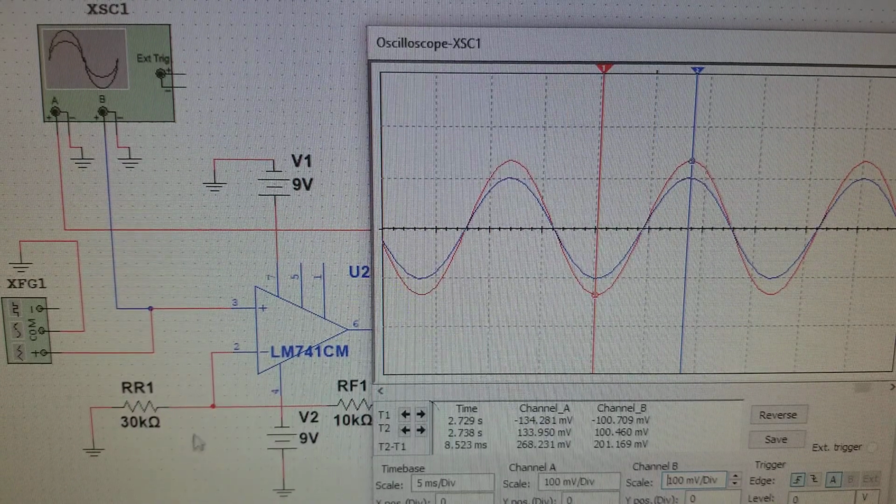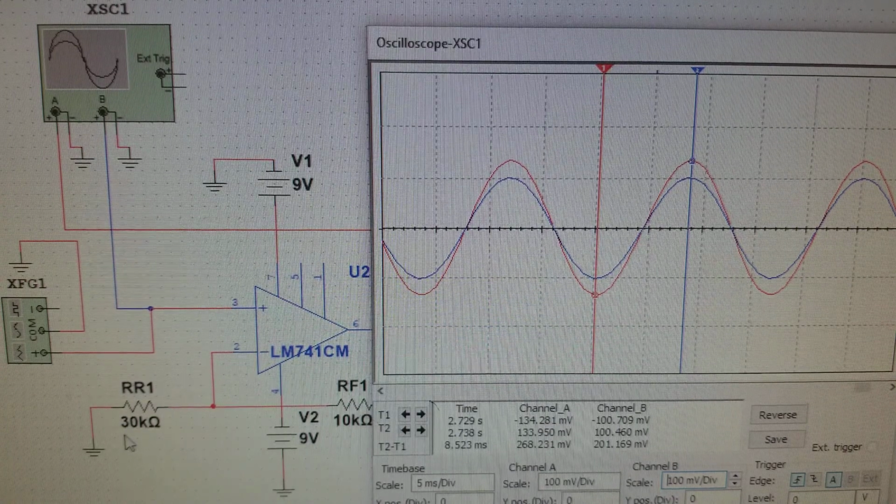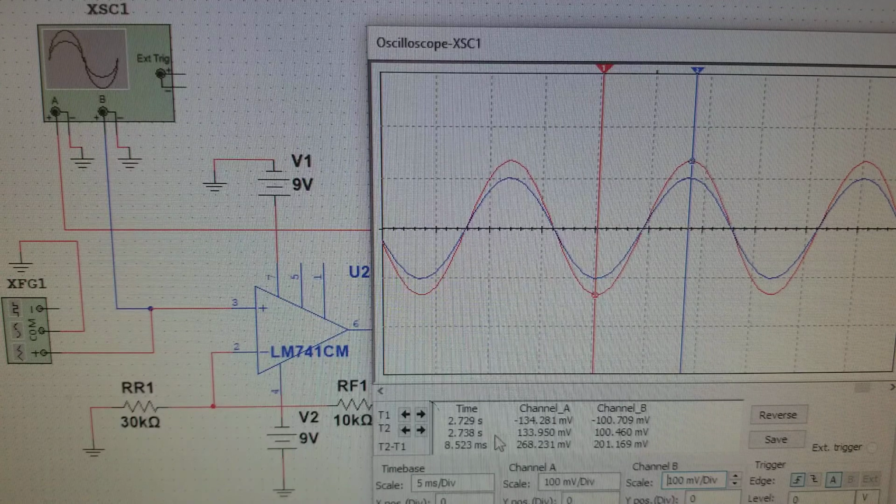And finally, when we set our RR1 to 30 kiloohms, we see that our output voltage is 268 millivolts, and our input voltage is still the 201 millivolts. To calculate gain, divide 268 millivolts by 201 millivolts. And that gets you a gain of about 1.33. You can see that our input sine wave is in phase with our output sine wave.